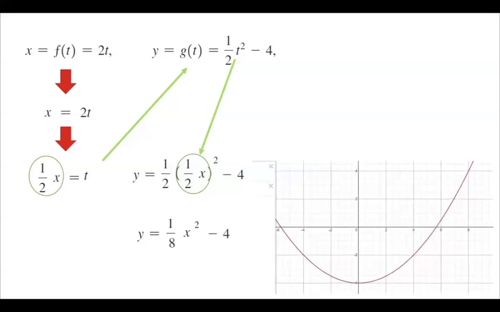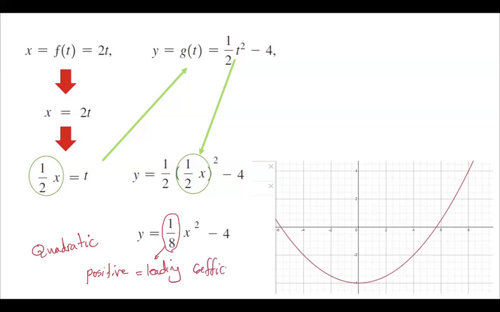What does this represent? This is basically a quadratic equation. And as you can see, since you have 1 over 8, the leading coefficient is positive, so we expect the graph to open up. So that is from the parametric representation to x and y.